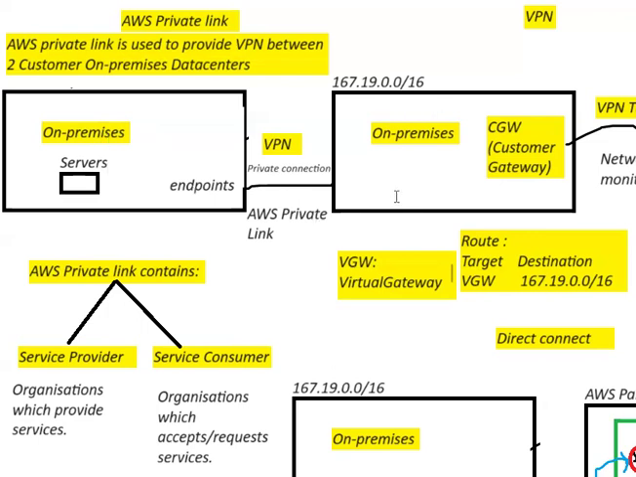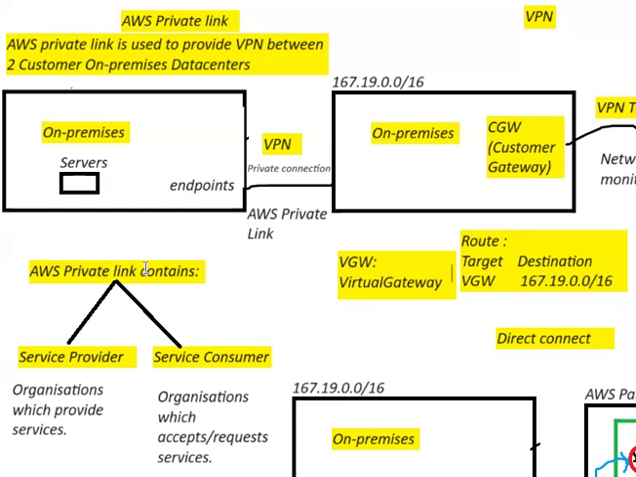So what is the service consumer? This on-premise data center. What is this on-premise data center doing? It is consuming, or requesting, the service from the service provider. So we call this data center the service consumer. Only two things will be there: service provider and service consumer. While creating this AWS PrivateLink, you need to provide these two things.